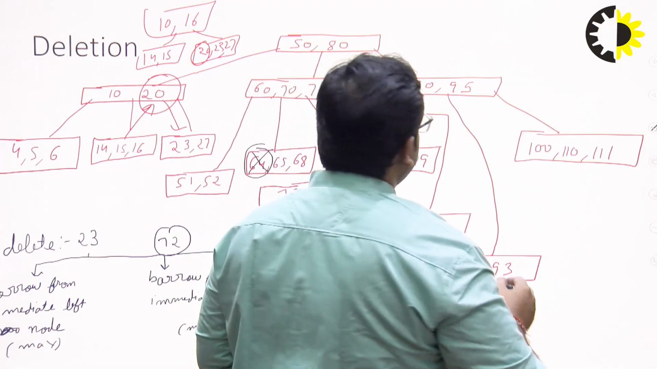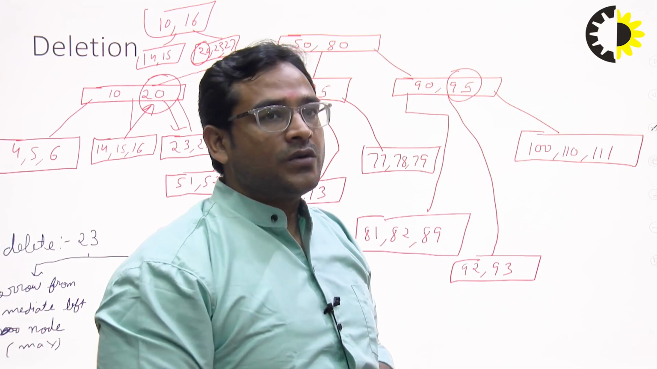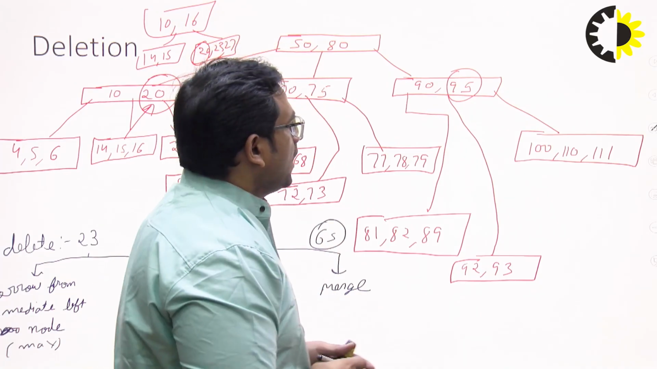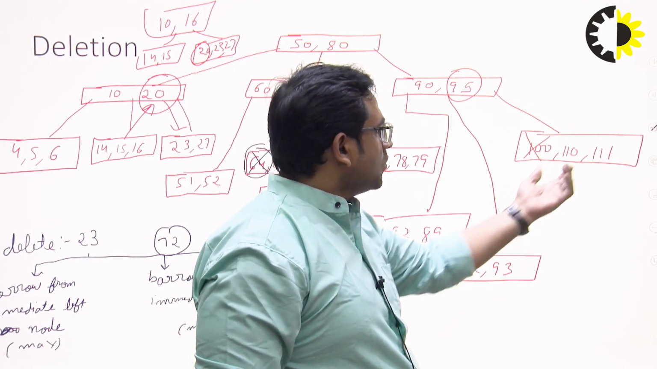I'll take one more example. Suppose I want to delete this 95. 95 is also an internal node, right? But before this, I just want to delete 100. So 100 is deleted. So this is also a 2. This is also a 2.